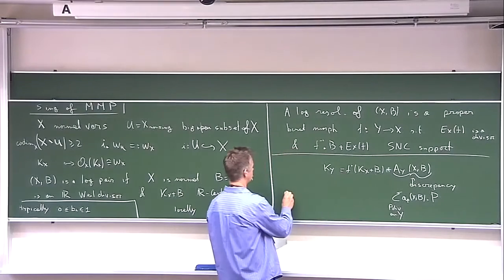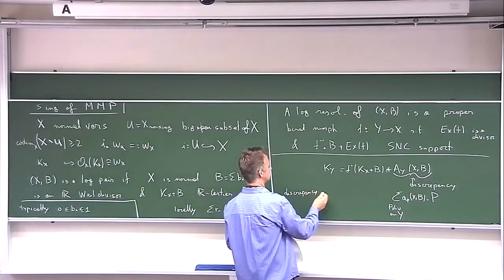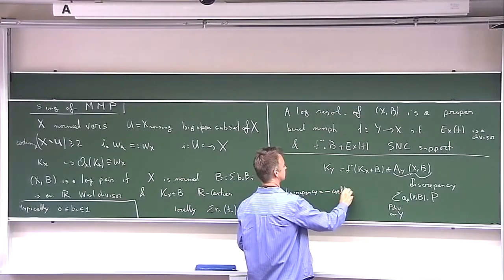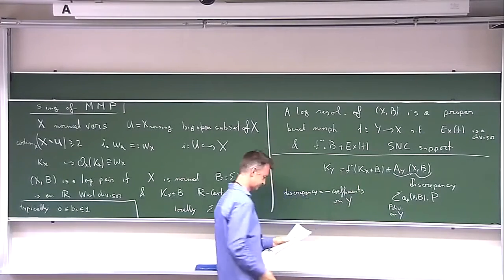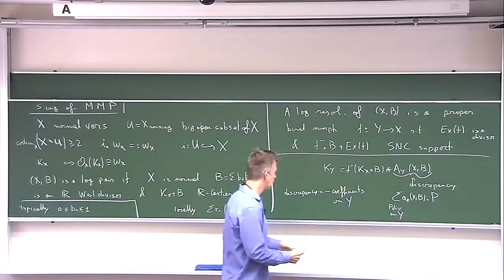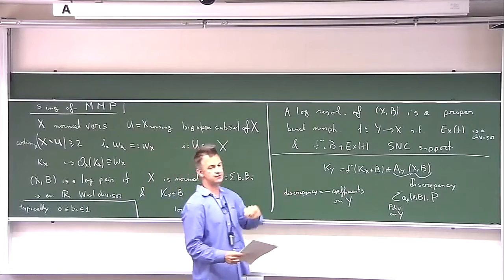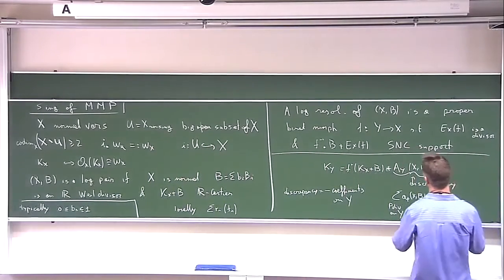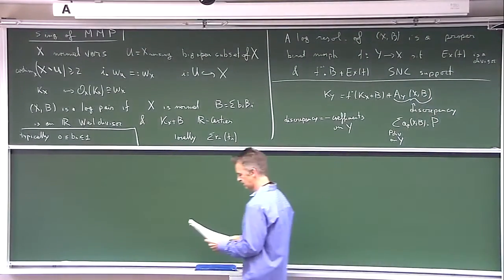So the discrepancy is, morally speaking, minus the coefficients on Y. Okay, and so we measure these singularities in terms of these discrepancies. So maybe make one more definition, then I can tell you what the various singularities are.